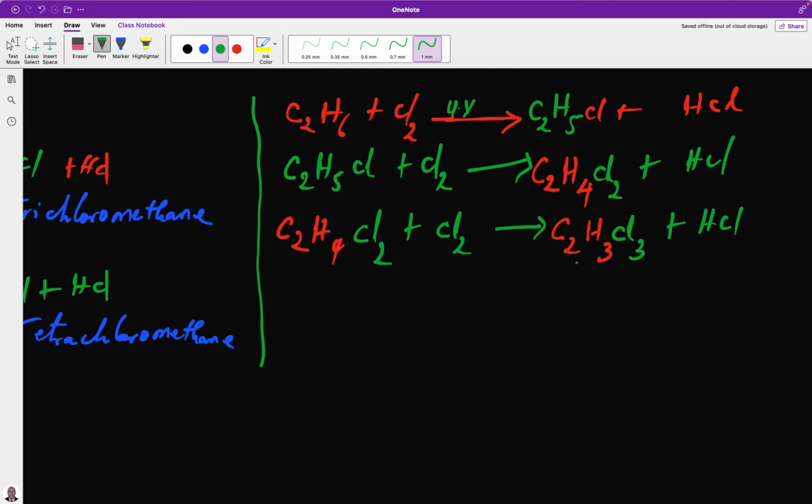Okay, now the C2H3Cl3 plus hydrogen chloride comes in here for the reaction to continue. It's a continuous process. We will have C2H3Cl3 plus a chlorine molecule again. What happens? We are concerned with hydrogen atoms and the chlorine atoms. Now, we will still have our C2. It drops because one chlorine is coming to substitute it here. So we see it will now be C2H2.